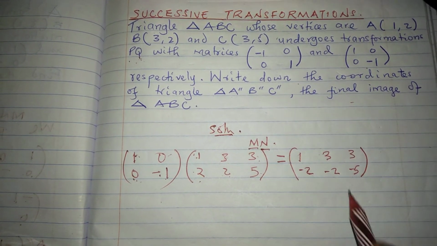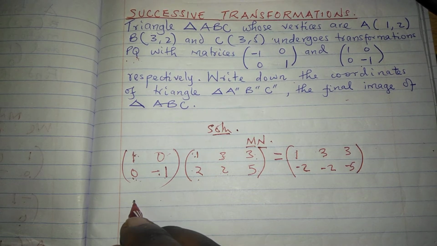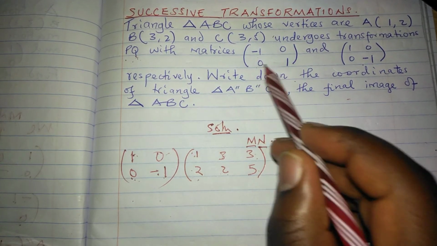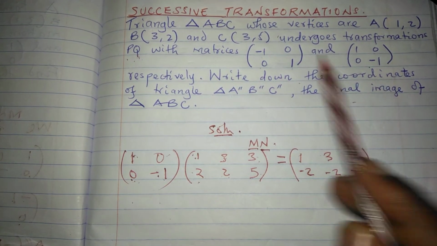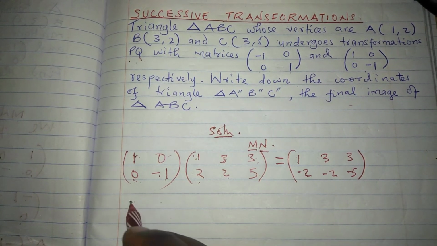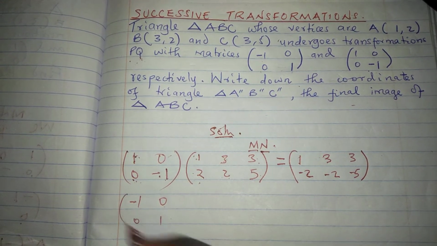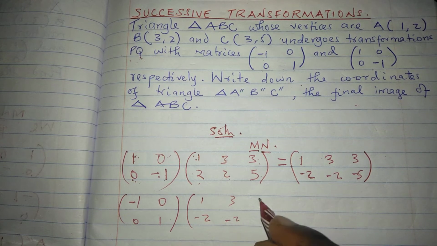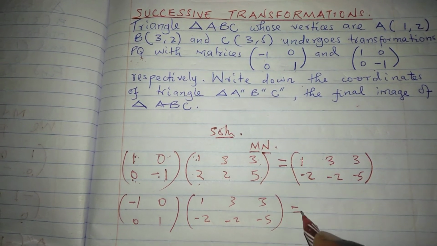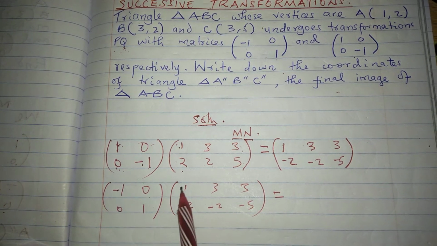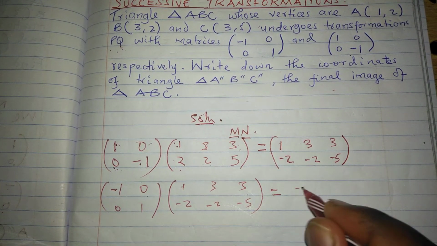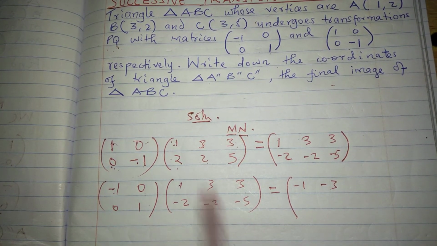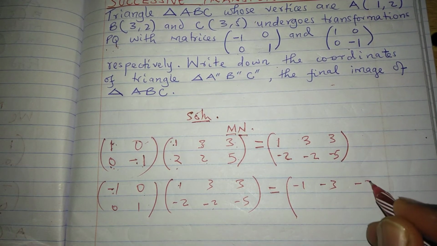Now this image undergoes a transformation whose matrix is negative 1, 0, 0, 1, because we've said we start with Q, which is here. Now we finish with P, negative 1, 0, 0, 1. We multiply this one now with the first image for us to get the second image. So this will lead us to negative 1 by 1, negative 1, then 0 by negative 2 gives us negative 1. Negative 1 by 3, negative 3, because 0 by negative 2 is 0. Negative 1 by 3 and 0 by negative 5 gives us negative 3.